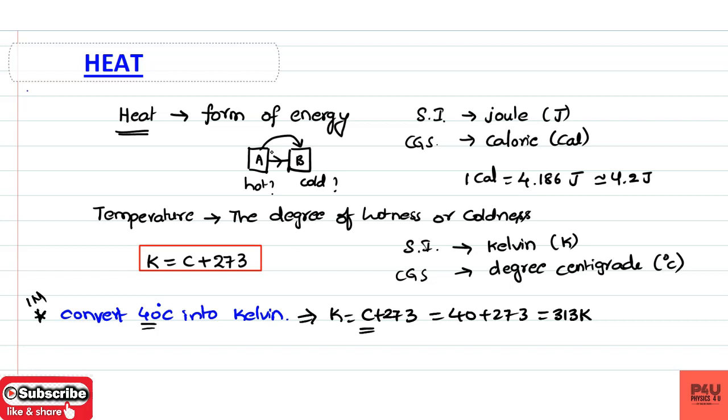Similarly, for temperature, the SI unit we are considering is Kelvin, and the other unit is degree centigrade. What is the relationship between Kelvin and the centigrade scale? K is equal to C plus 273. So this is a very important conversion. Convert 40 degree centigrade into the Kelvin scale. Using the above formula, C plus 273, if you substitute, you will get 313 Kelvin.